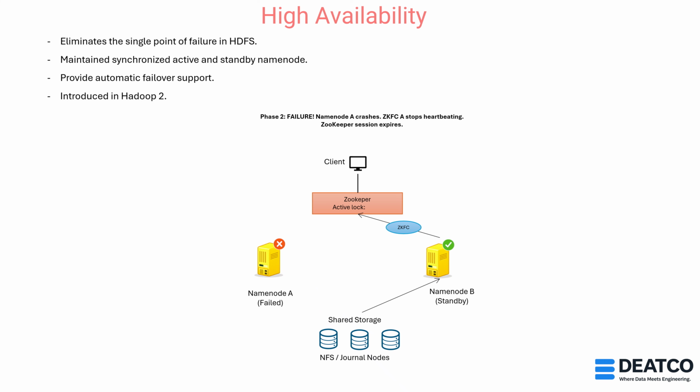disruption. By maintaining synchronized active and standby name nodes and supporting automatic failover, Hadoop high availability feature ensures that the cluster remains operational if a name node fails. This improves fault tolerance, reduces downtime, and enables seamless operation in large distributed environments.